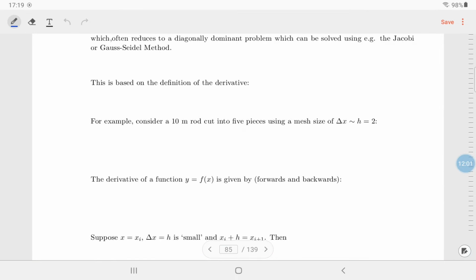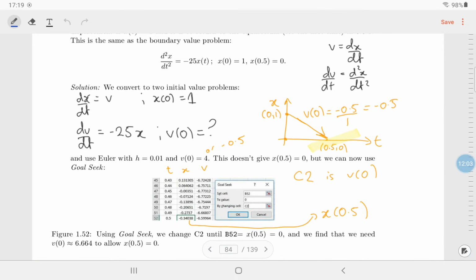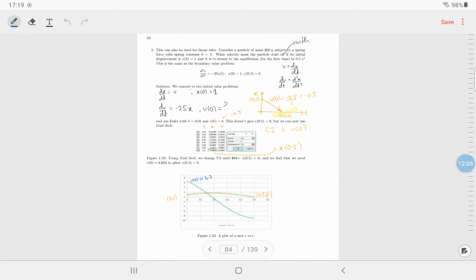Okay, I think that's all I have to say about that. So we've finished the big first chapter. You'll be doing a lab on this after week 7.